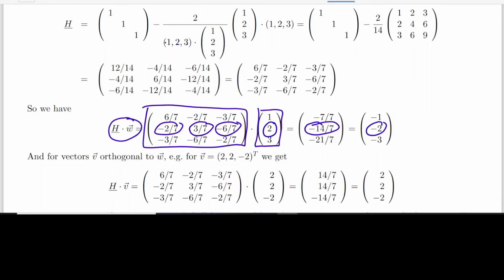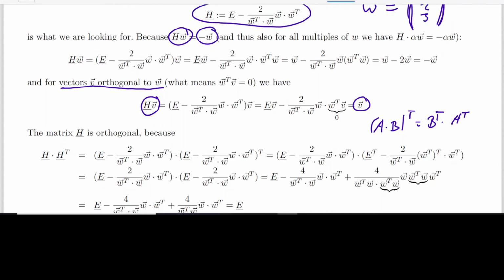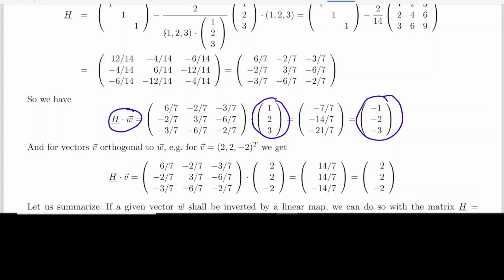Okay. And now let's do the calculation for the last row. 1 times that is minus 3 divided by 7. 2 times that is minus 12 divided by 7. So in total minus 15 divided by 7. Minus 6 divided by 7, which is minus 3. So in total, H times omega is minus omega, as we analyzed here. Okay, let's do the check for orthogonal vectors to omega.